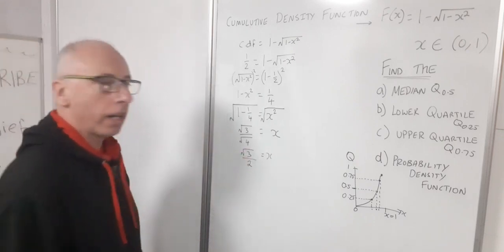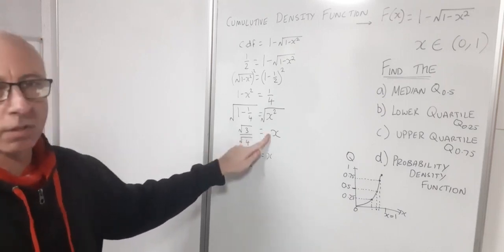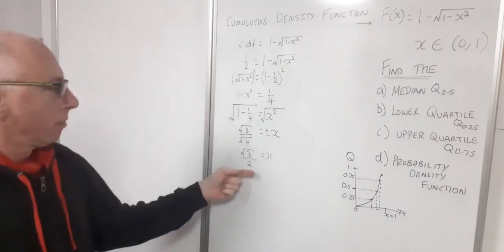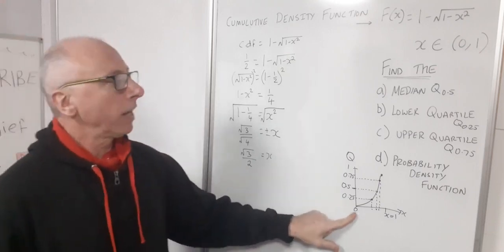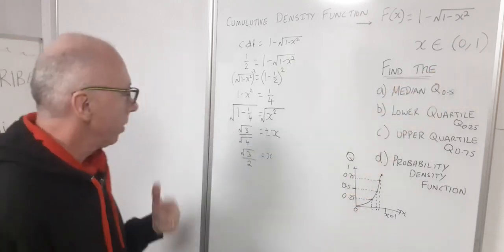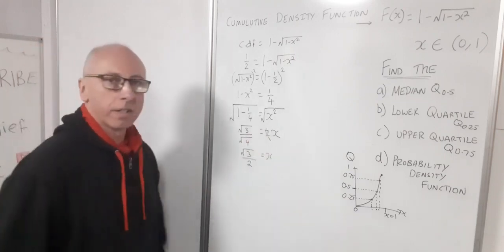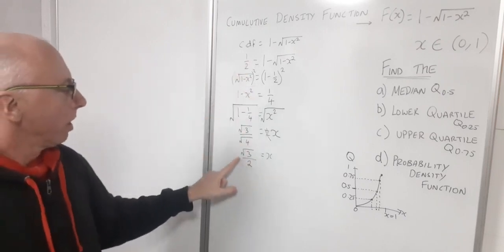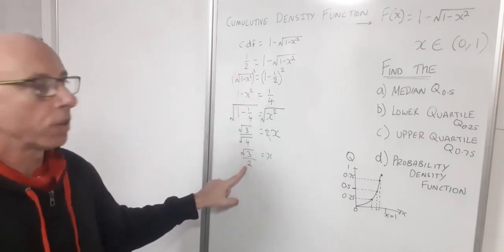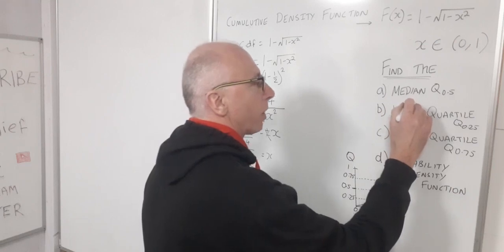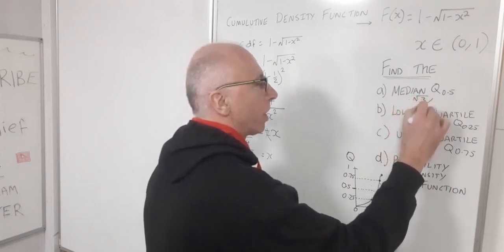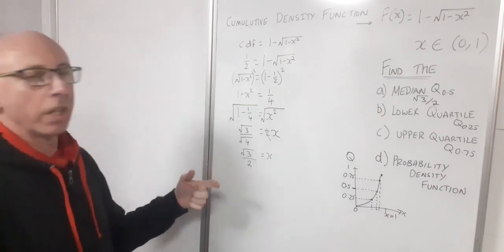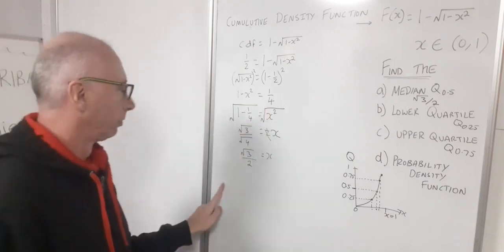Now you'll notice here I jumped straight away to the positive ones. I didn't include my plus or minuses because x is not going to be a negative value here. My range is from 0 to 1, so I ignored the minus signs and went straight for my positive side. So here my median is square root of 3 over 2. That's what I'm going to put in there. Okay, so I'm going to take this off the board and now I'm going to calculate my lower quartile.